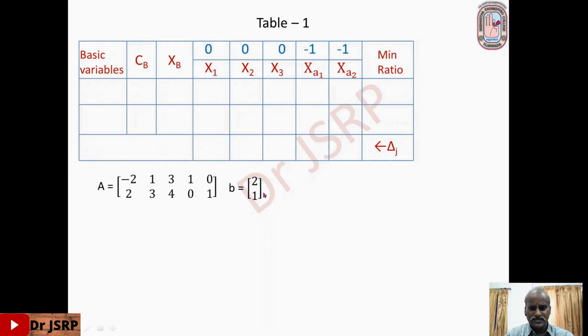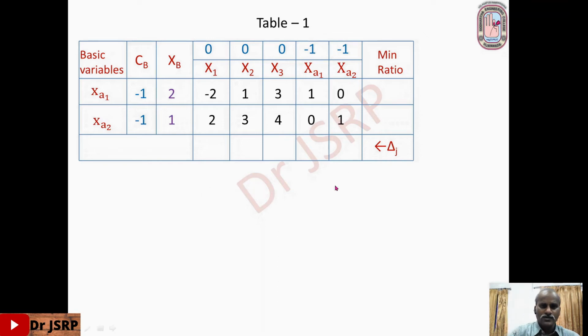Take the coefficient matrix and right side vector. What are basic variables? XA1 and XA2, that is the variables corresponding to unit matrix. First place XA1, second place XA2. Their cost -1, -1. Then solution XB is small b, that is 2, 1. And capital X1 is first column, -2, 2. Second column, 1, 3. Third column, 3, 4. XA1 column, 1, 0. XA2 column, 0, 1.